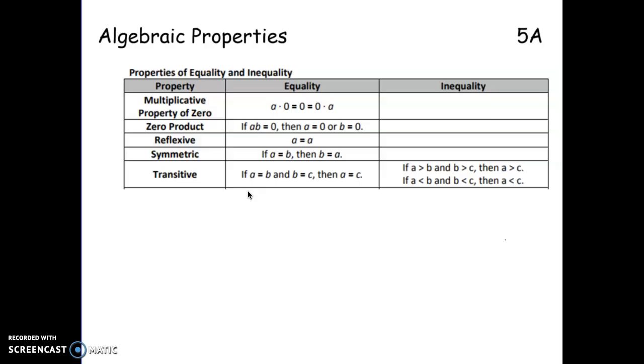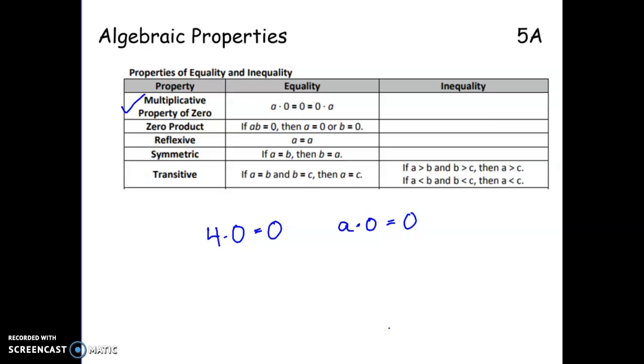So let's start out with the multiplicative property of 0. That's actually a very easy property. It just says that if you take any number times 0, it's going to equal 0. So any number times 0 is 0. If you take a variable and you multiply it by 0, you're still going to get 0. So that's the multiplicative property of 0.